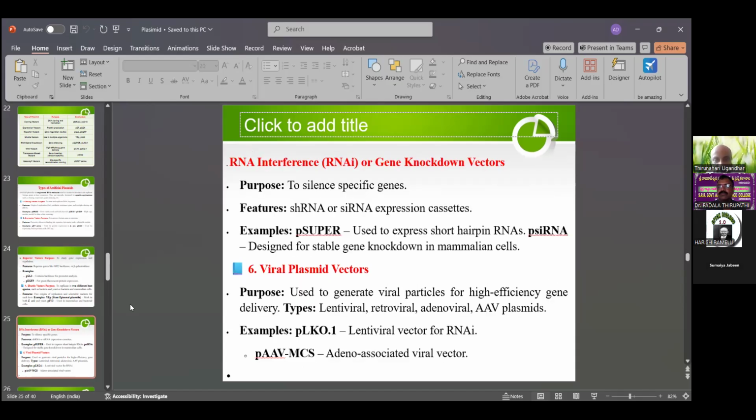Then RNA interference, also called gene knockdown vectors. The purpose is to silence specific genes. Gene expression, gene regulation, gene cloning, and silencing: these four purposes are the basis on which our biotechnologists prepare this type of artificial plasmids. Features: shRNA or siRNA, where si means silencing expression cassettes. Example: pSUPER, used to express short hairpin RNAs.